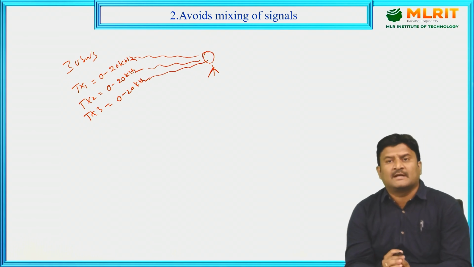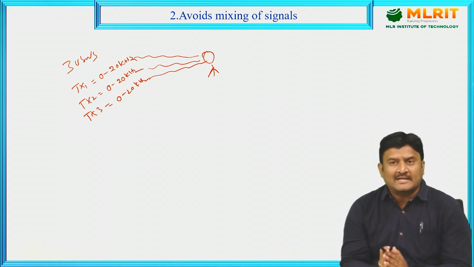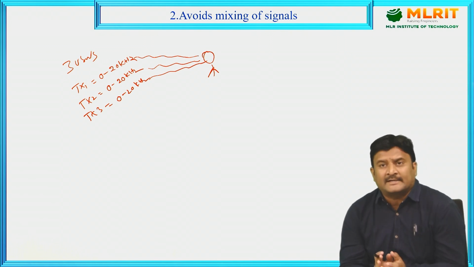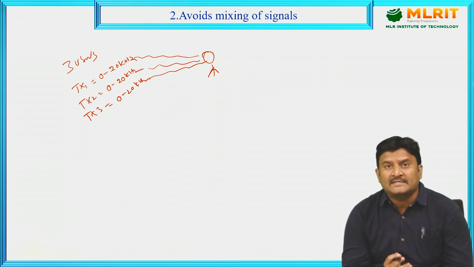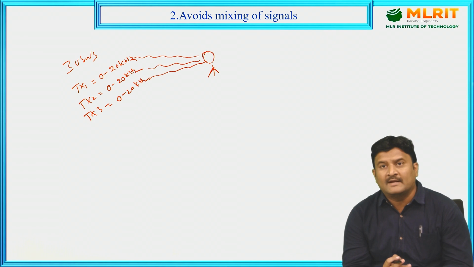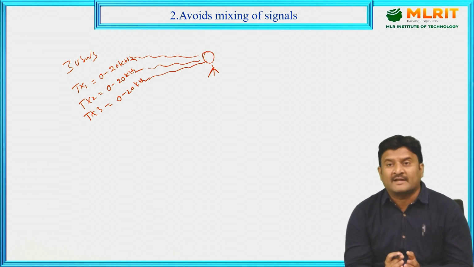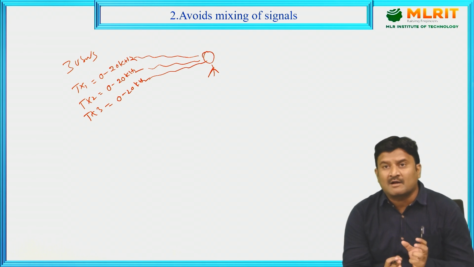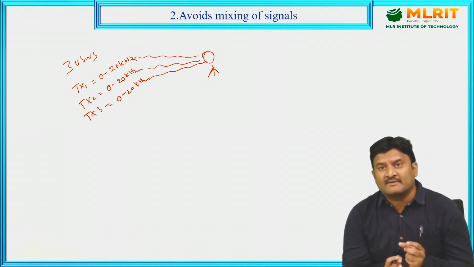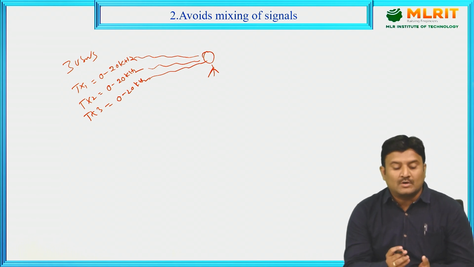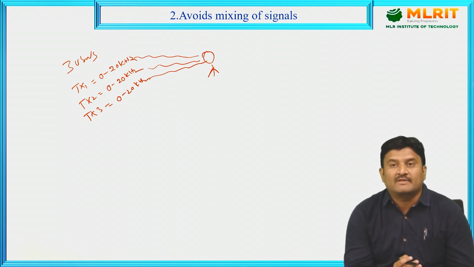Then observe the signal: which signal is received by the user, either transmitter 1, transmitter 2, or transmitter 3? If you transmit the three signals at a time, which signal can be received by the receiver? It is definitely not an efficient signal, and we cannot conclude which transmitter sent the information. Therefore, in this case, we solve this problem with the help of modulation.